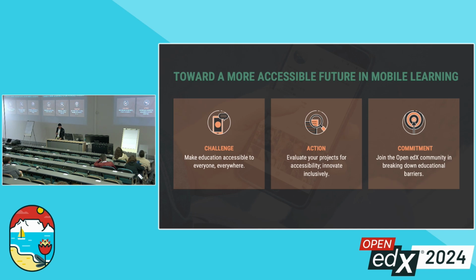Finally, I'd like to conclude by saying that accessibility is a bridge to education for millions with disabilities. Today, we explored the critical role of accessibility in mobile learning, from understanding basic concepts like color contrast and font size adjustment to implementing advanced features like VoiceOver and TalkBack.